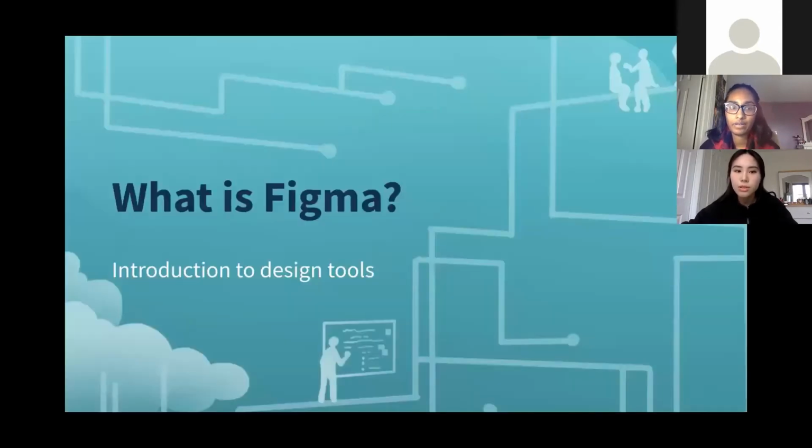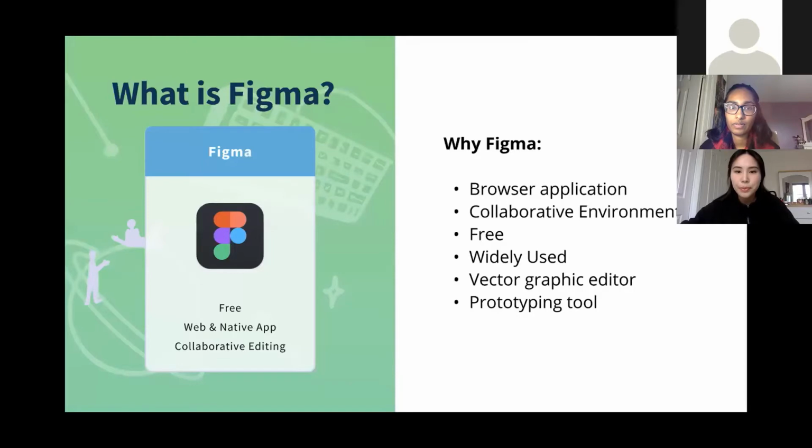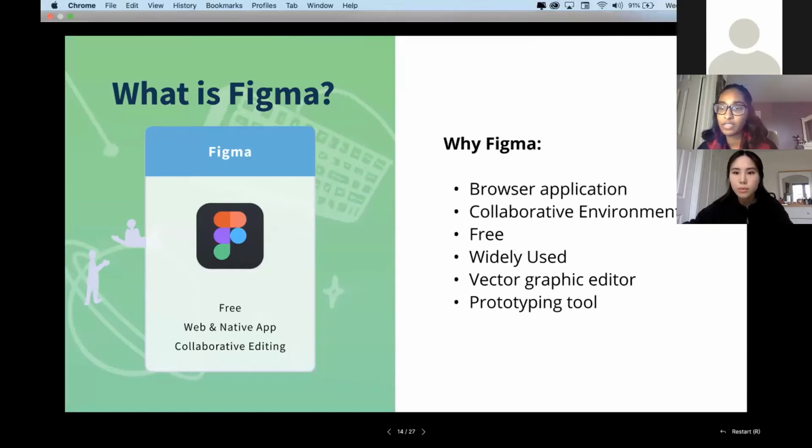So now we'll introduce briefly some design tools such as Figma and some other industry tools. All right, so what is Figma? Figma is a vector graphic editor and prototyping tool. This means that you can create artwork made up of points, lines, and curves, and it is used to build interactive prototypes that will bring ideas to life without writing basically a single line of code.